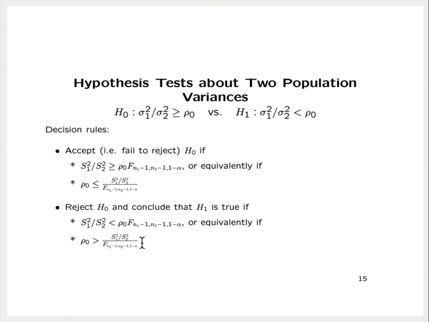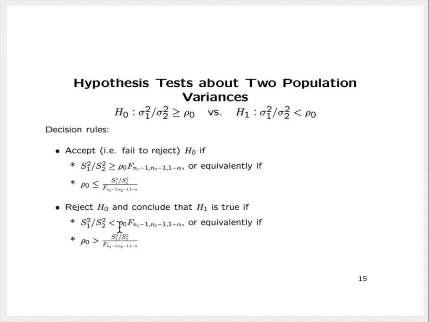We can restate each of these decision rules in terms of rho sub 0. We would accept the null hypothesis if the hypothesized value rho sub 0 is less than or equal to the ratio of the sample variances divided by the upper 1 minus alpha percentage point of this particular F distribution. We would reject the null hypothesis if the hypothesized value of rho sub 0 were greater than that quantity, the ratio of the sample variances divided by the upper 1 minus alpha percentage point of the appropriate F distribution.